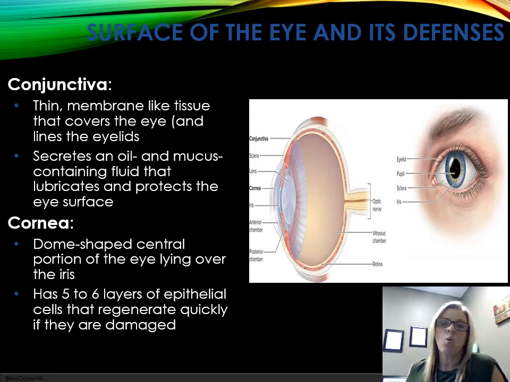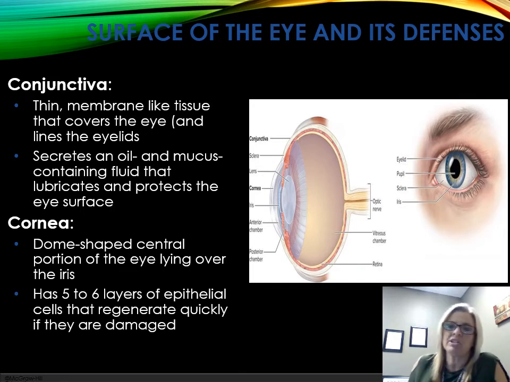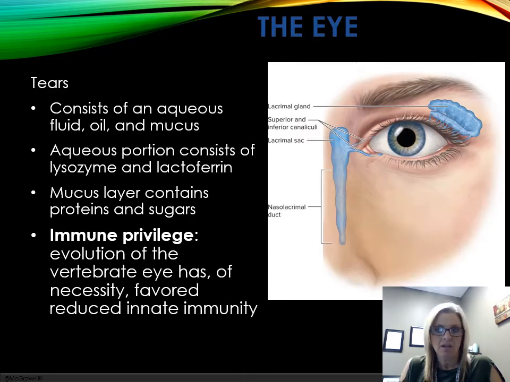We then have the cornea, you can see that cornea right here. The cornea is the dome-shaped central portion of the eye. It is over the iris. It has 5 to 6 layers of epithelial cells that quickly regenerate if you have damage, and this is often called the windshield, so to speak, of the eye. It's protective in nature. Tears are the eye's best line of defense.